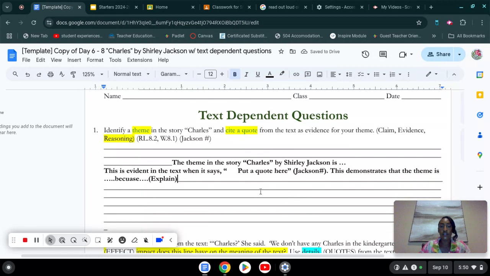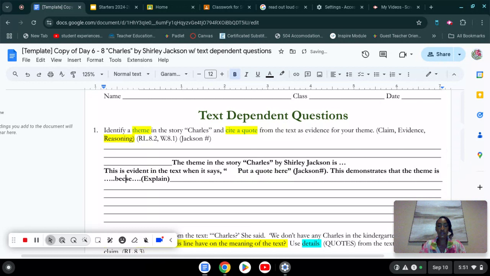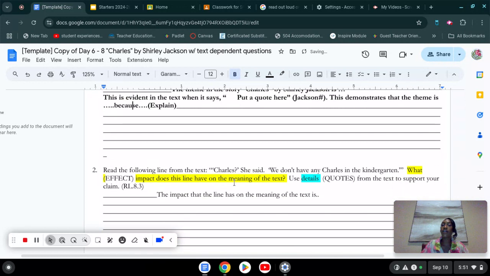So again, your first sentence is, the theme in the story "Charles" by Shirley Jackson is, whatever you think the theme is. You're going to write it down. And then your second sentence is, this is evident in the text when it says, you're going to put a quote there. Do not put a quote here. I want you to actually take a quote from the story. You're going to use the author's last name, your page number, and remember your period goes after your citation. And then you're going to include your explanation where it says, this demonstrates that the theme is whatever you said that your theme was, because, and then tell me why. And I spelled the word because wrong. So that is how you answer question number 1.